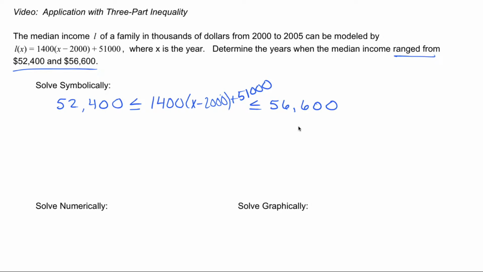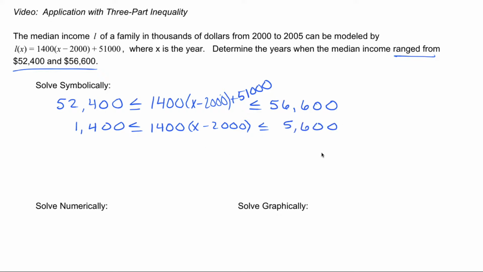So how do we do this? Well, we're going to solve this the same way we would algebraically any other way. Personally, I would subtract 51,000 off of all three sides first. It's going to give me a little bit more space. I could distribute and then combine like terms, but I'm going to make my number smaller by just subtracting 51,000 from all three sides. So that leaves 1,400. When I take 52,400 minus 51,000, I get 1,400. This is 1,400 times x minus 2,000. And when I take 51,000 off of 56,600, I get 5,600.